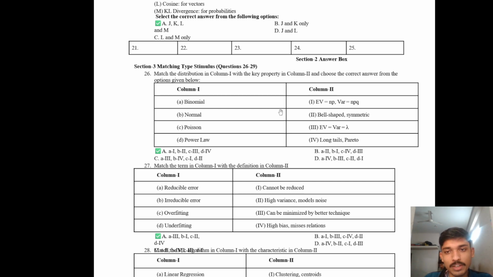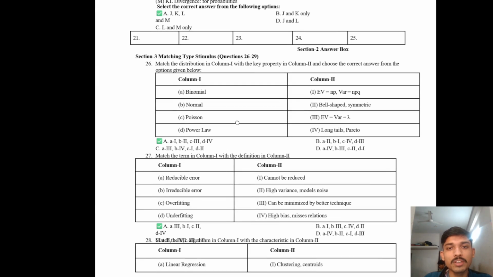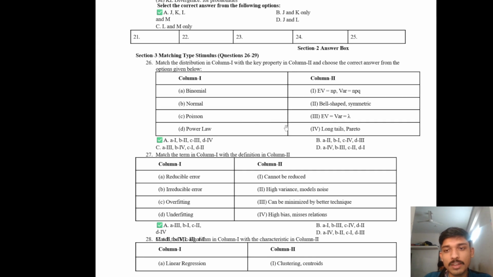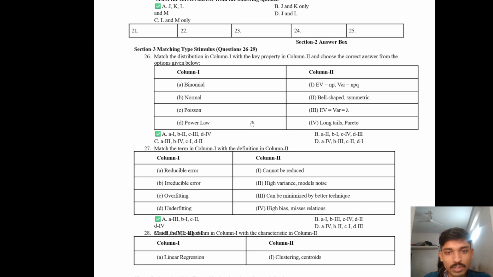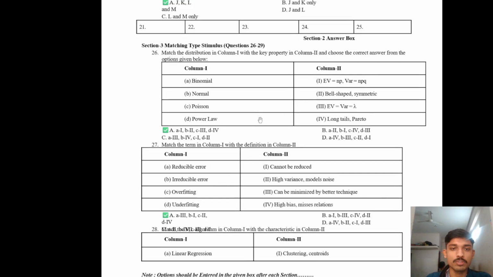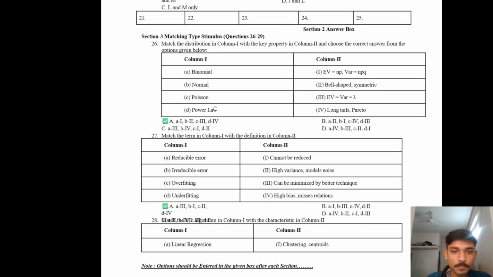B, normal distribution generally occurs for continuous data, so it is bell shaped and symmetric. In Poisson probability theorem, we calculate the mean and variance as lambda, meaning both mean and variance are same in Poisson distribution. In power law case, we calculate long tails, which is also known as Pareto. So the correct answer becomes A.